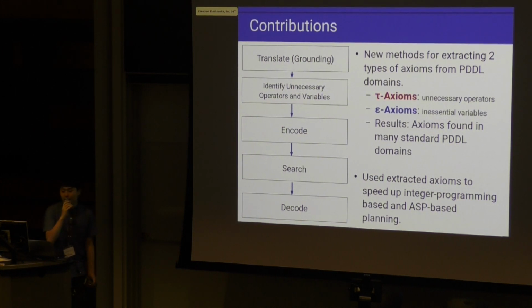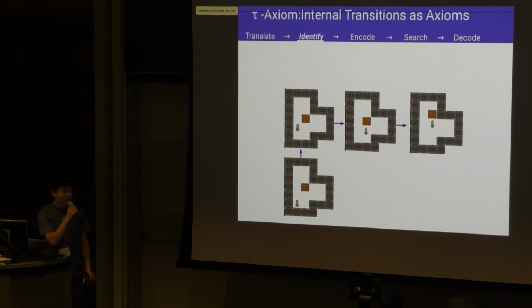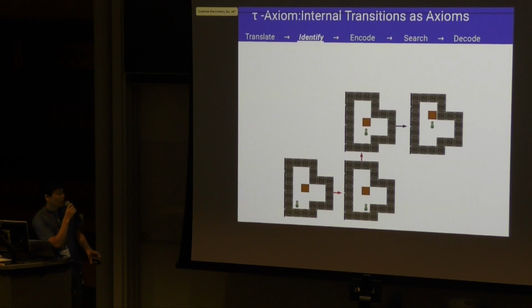Okay, let me first explain tau axioms in more detail. The key observation why move operators in Sokoban can be axioms is that move operators' effects become irrelevant given a push operator. For example, the player could follow the blue arrows to get behind the stone, but he could also follow the red arrows to get behind the stone.